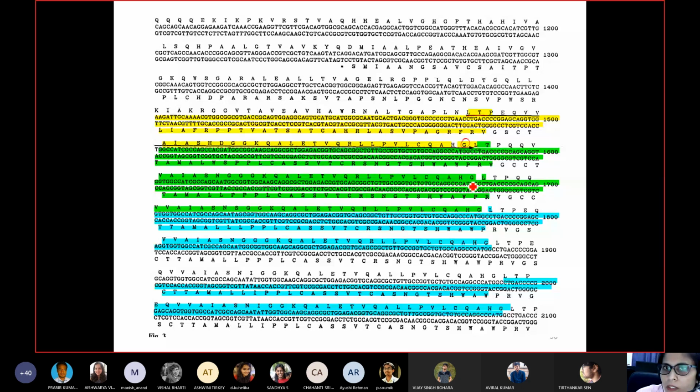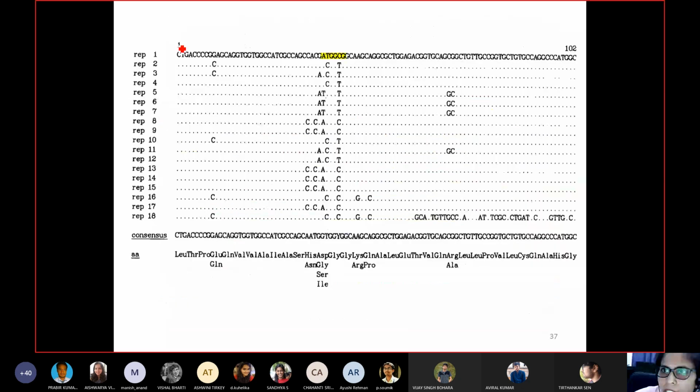That means these points are exactly similar in all the repeats. So all these repeats were very similar. Only the area which I have marked here in yellow was a little bit different from other repeats, and that is not conserved in this area. But all other things are very much conserved from one repeat to another repeat.